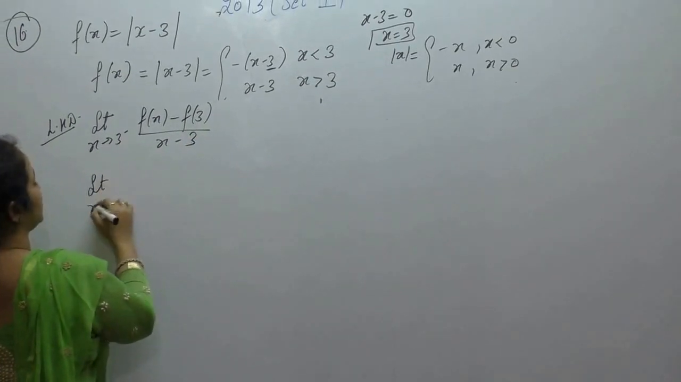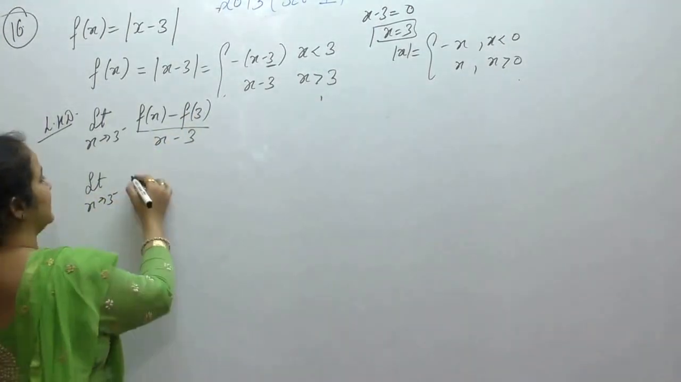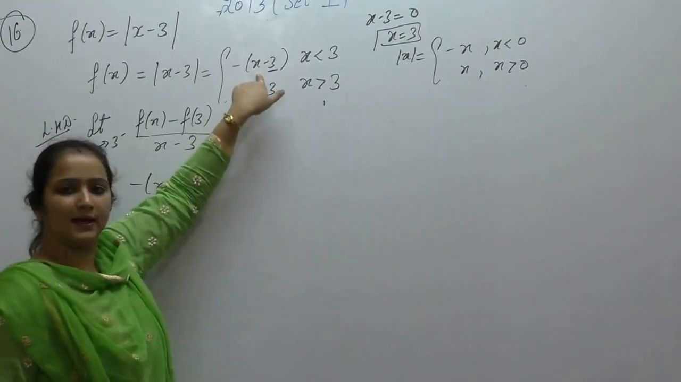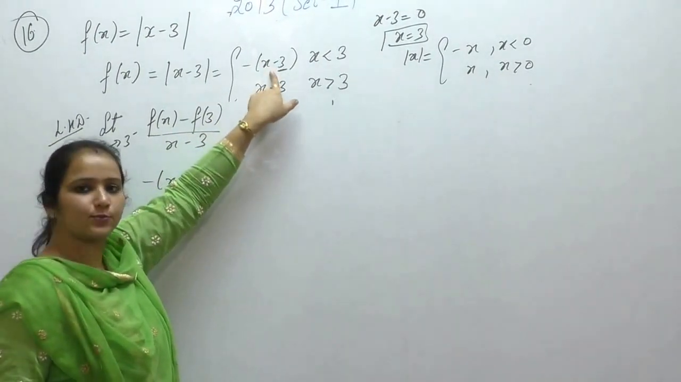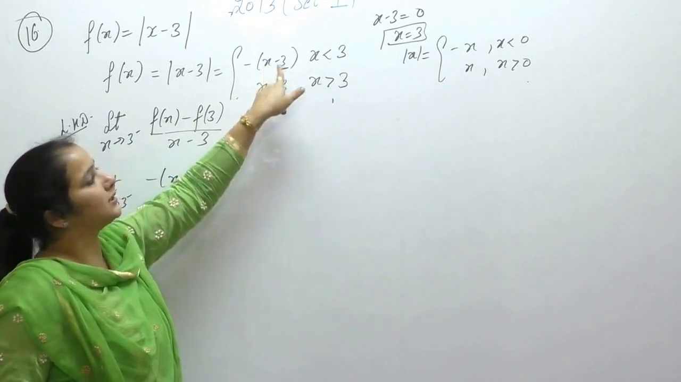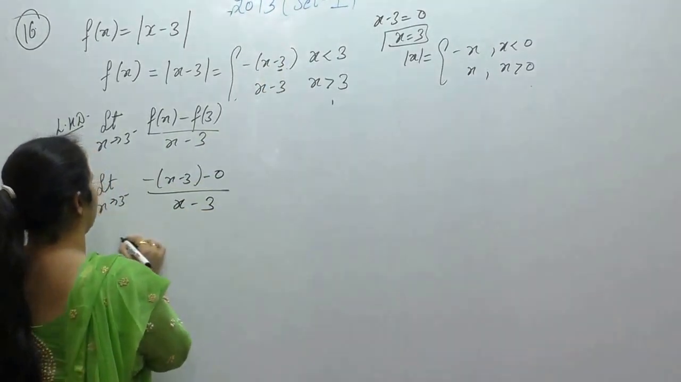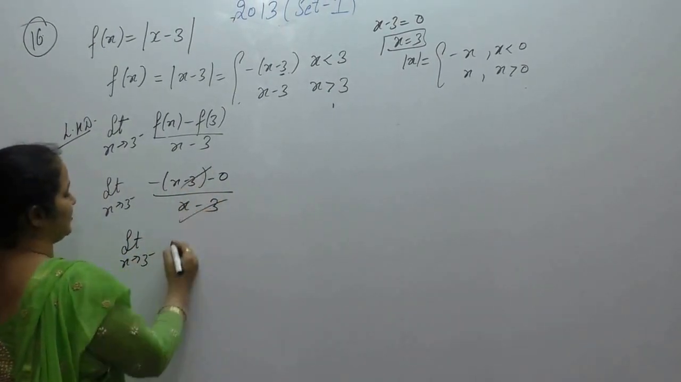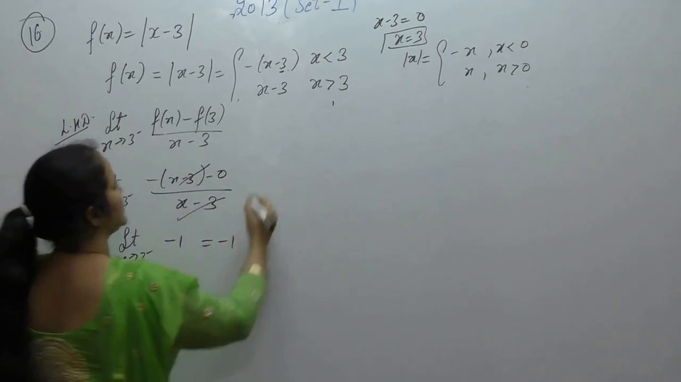When x tends to 3 negative, then the value of this is minus x minus 3. F of 3, put f of x is this, put f of 3, instead of x put the value 3 here. So 3 minus 3 is 0 and x minus 3. So limit x tends to 3 negative, it will get cancelled, so we get minus 1. So the answer is minus 1.